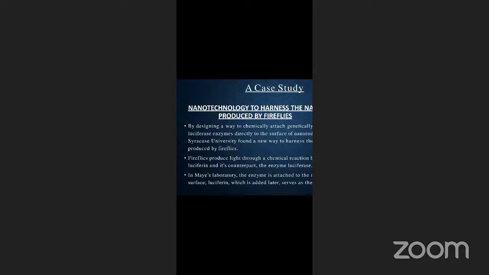So by designing a way to chemically attach genetically manipulated luciferase, the enzyme which helps in the glowing of the firefly, the genetically manipulated luciferase enzyme is directly attached to nanorods. This was done by scientists at Syracuse University to harness the natural light produced by fireflies, through the reaction of luciferin, which is a substrate for the luciferase enzyme.